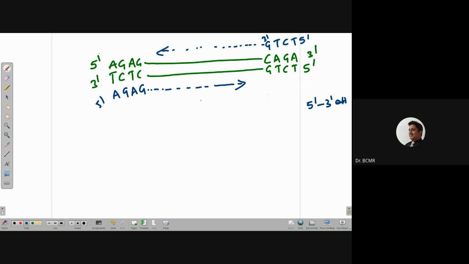And eventually, we would have gotten two copies from one template. These two copies would serve as the template for the next round. Then you'll get 4, then 8, and so exponentially, they will keep on increasing. That's the general concept of PCR. Today, what we are going to use it for is characterizing.